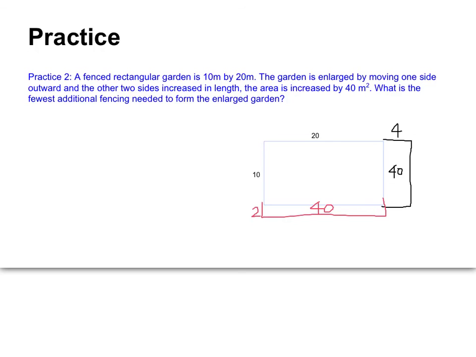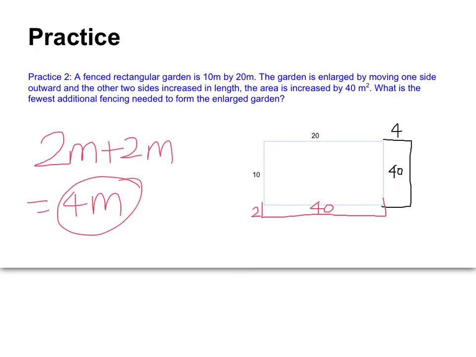Now, what is the additional fence that we need? If we increase like this, then we need 4 plus 4. However, we are asked to find the fewest. This is the keyword here, the fewest additional fencing. So we're going to go with this way of enlarging the garden. So the additional fencing needed is 2 meters plus 2 meters, which is 4 meters. And that's the solution.